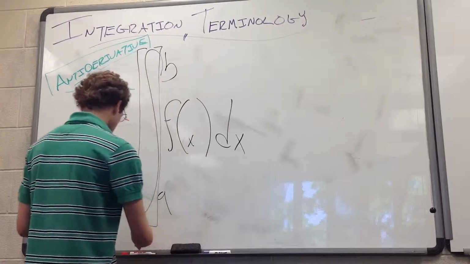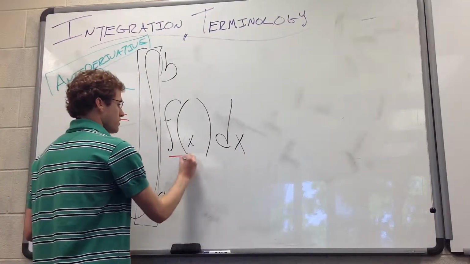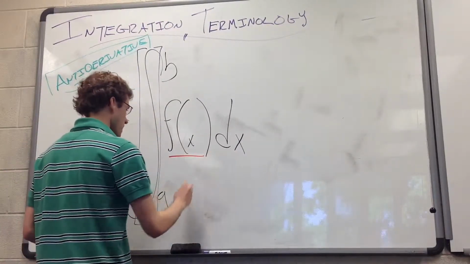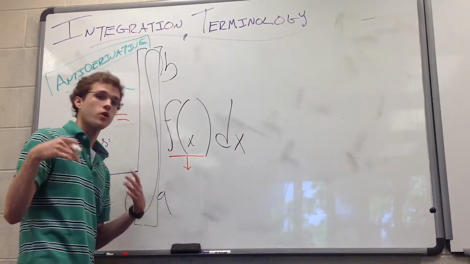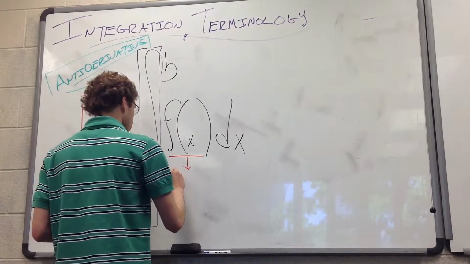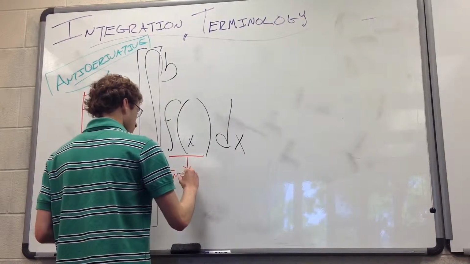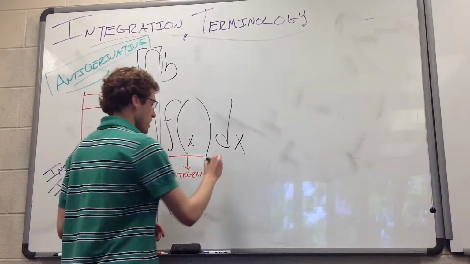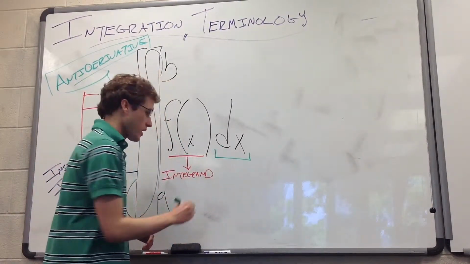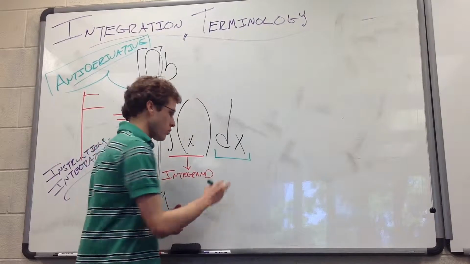Within here, we have two separate things. We've got this f of x, and we've got this dx. This f of x, this is the integrand, or the thing you're integrating. And then we've got this dx over here. This dx is just the variable of integration.